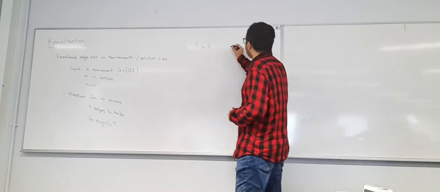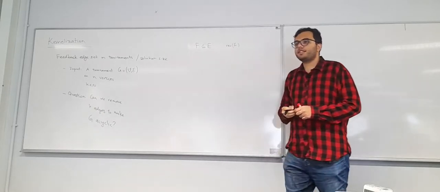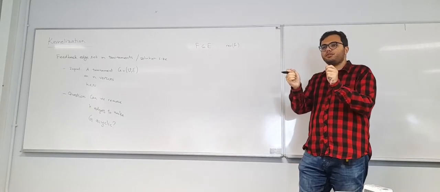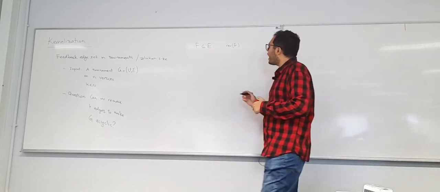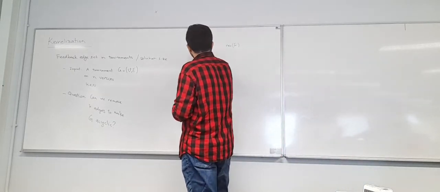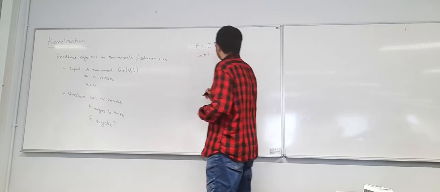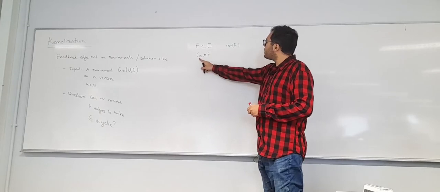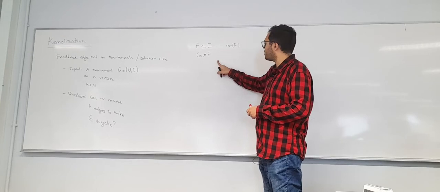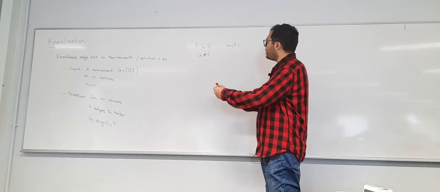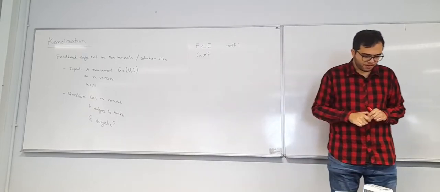So I write rev of F to mean the set of edges that are just reversed. So you take the set of edges in F and reverse each one of them. And then I write this thing, G star F, to mean the graph G in which all the edges in F are reversed. Okay, so this is the notation I'm using. Whenever I write G star F, I'm taking G, I'm taking every edge in F, and I'm just reversing the orientation of that edge.